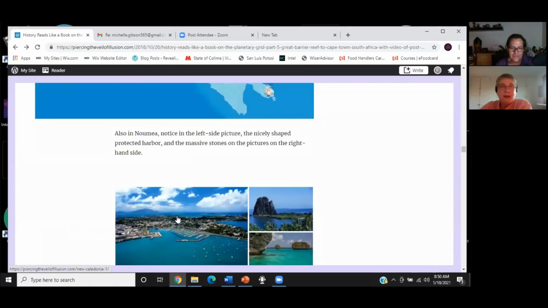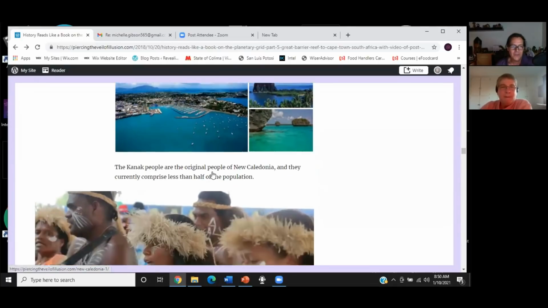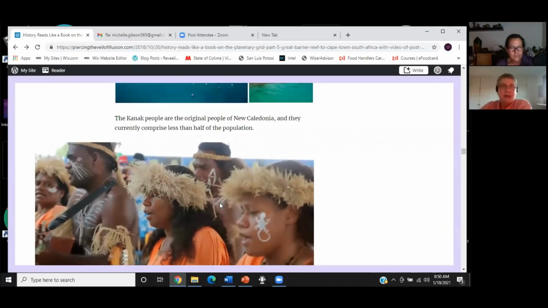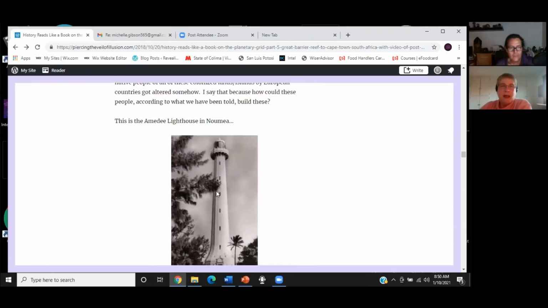Again, this is in Noumea in New Caledonia, and that harbor that I was telling you about, with the groin, earlier. This is one of the reasons I came here. This is the picture of the Kanak people, the original people of New Caledonia, currently less than half of the population.